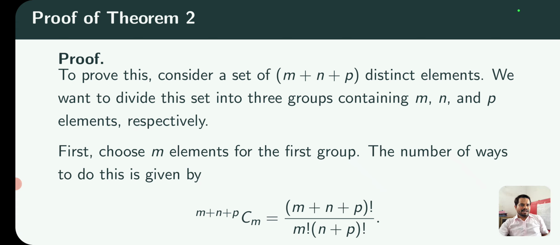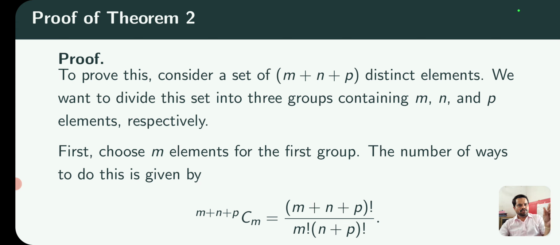Here also, to prove this, we have to consider a set of m plus n plus p distinct elements, and we want to divide this set into three groups containing m, n and p elements respectively. First you can choose the m elements for the first group, and the number of ways to do this is given by the definition of a combination. It is (m plus n plus p) C m.